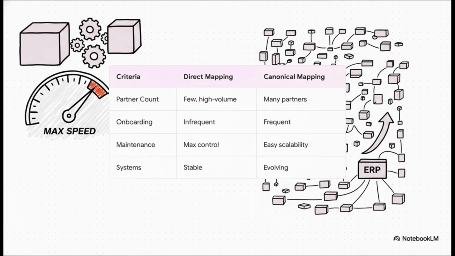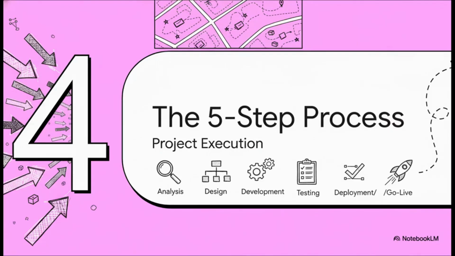Think about this. Let's say you switch your ERP from SAP to Oracle. With direct mapping, you have to rebuild every single map for every partner. What a nightmare. With canonical, you just change one map, the one connecting Oracle to your central hub. That's it.